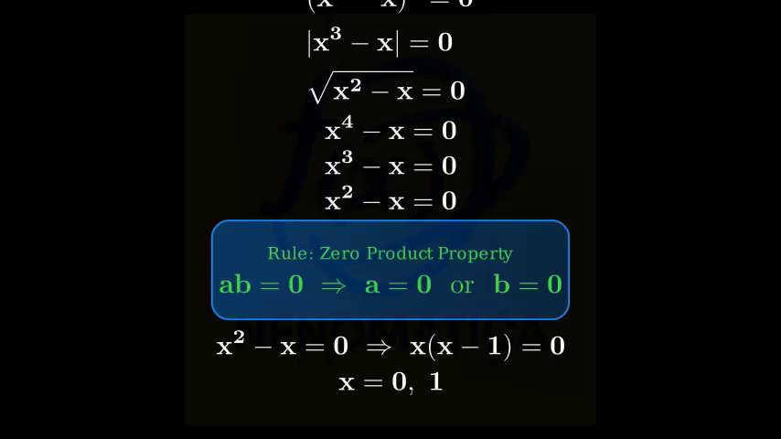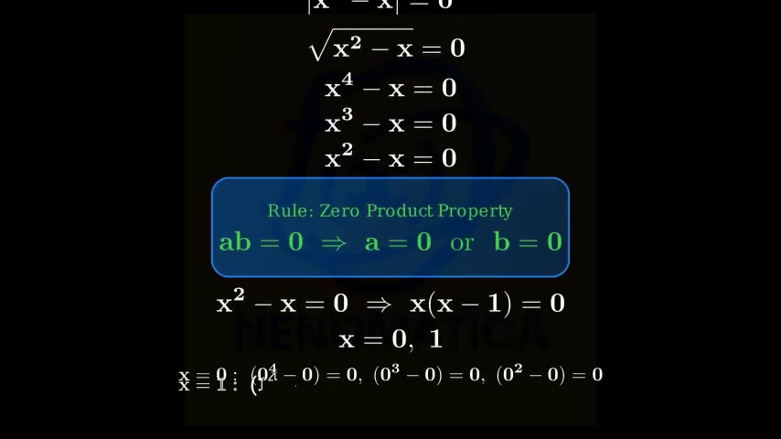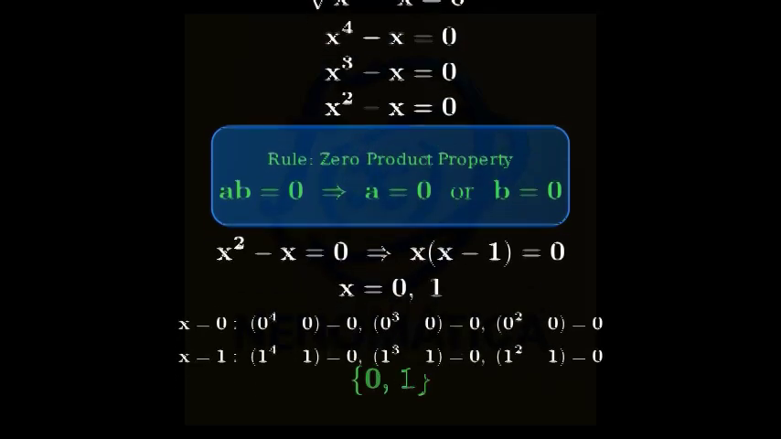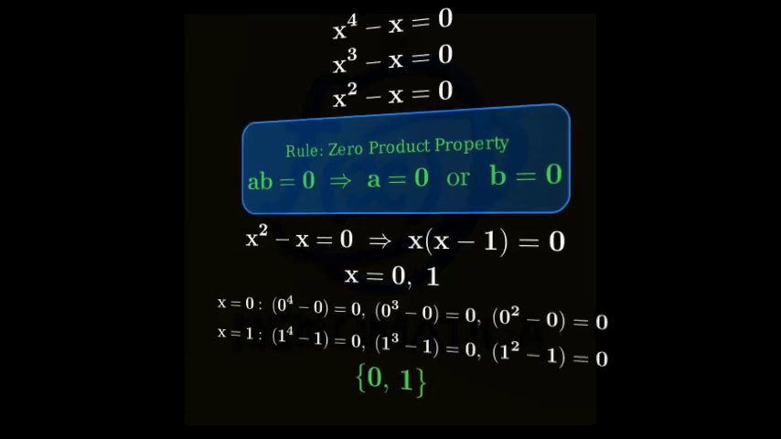Both candidate values must satisfy all three reduced equations. Check x equals 0, each term becomes 0. Check x equals 1, each term becomes 0 too. Therefore, the common root set is {0, 1}.